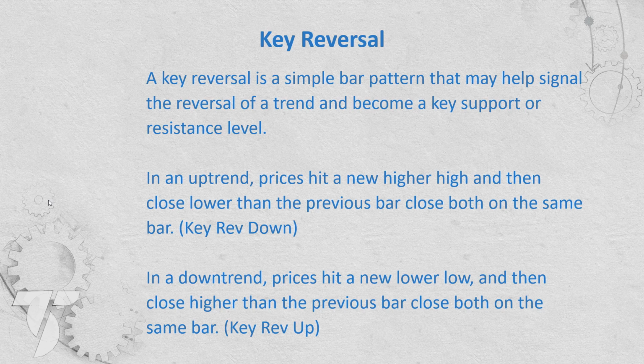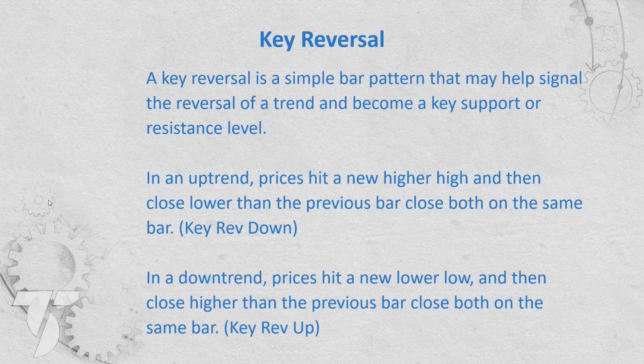So think of it this way. In an uptrend, prices are hitting new higher highs, and then one of those new higher high bars closes lower than the previous close. That's the key reversal: higher high, lower close. I typically look for higher highs that have been the highest high of the last 8 bars, 13 bars, 21 bars, something like that, so that it is a significant higher high. And that's a key reversal down.